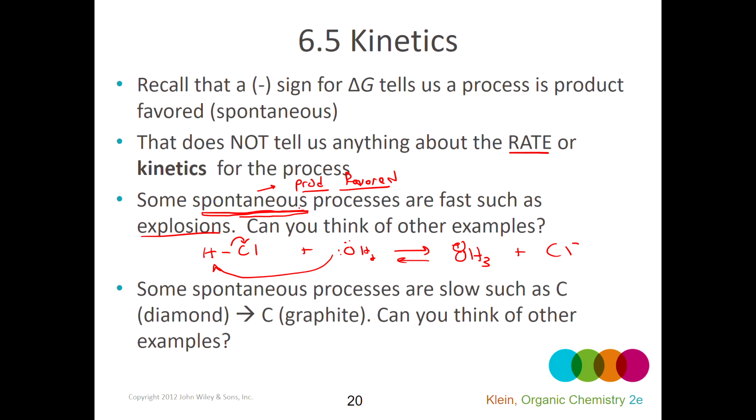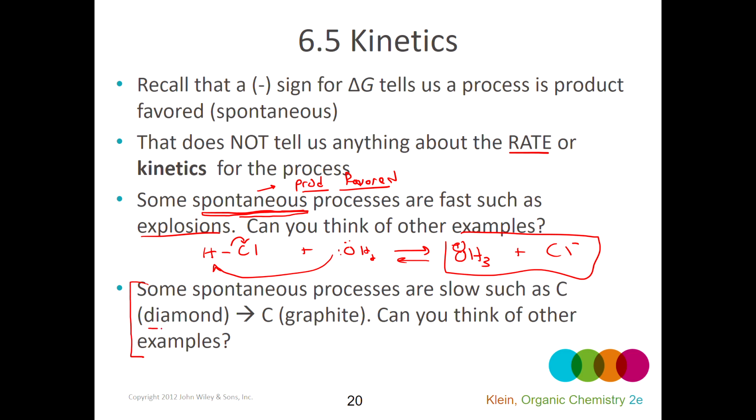There are many non-spontaneous processes that also reach equilibrium quickly. So don't, in your mind, correlate the fact that a reaction is product favored with the fact that it happens quickly. Because there are also lots of examples of product favored reactions that happen very slowly.